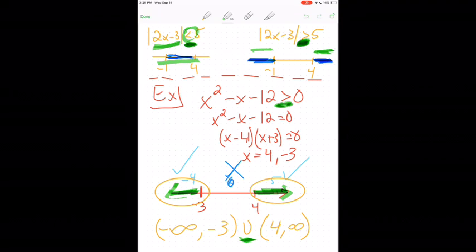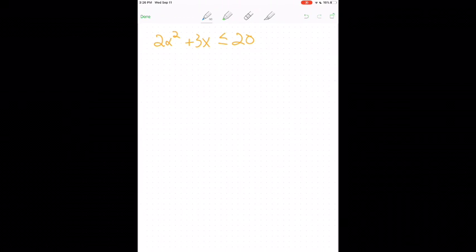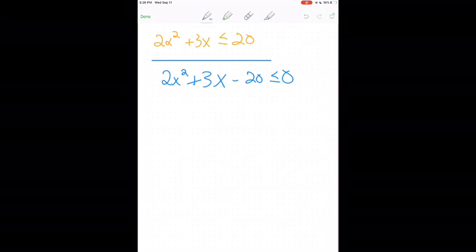All right, and I'm just going to show one more example, and this example is going to be with a less than sign. All right, so here my problem is 2x squared plus 3x is less than or equal to 20. I'm just trying to underline it. So first thing we're going to do, get it all on one side, set it equal to 0, and solve. So 2x squared plus 3x, I'm just subtracting the 20 over, is less than or equal to 0. All right, cool. So now I want to factor this.